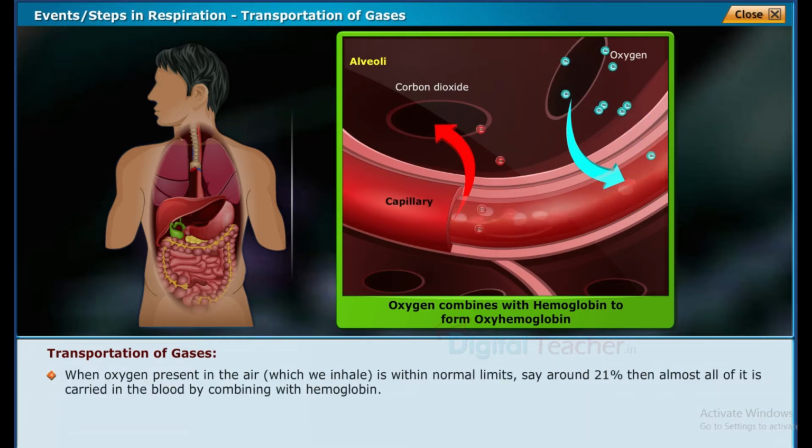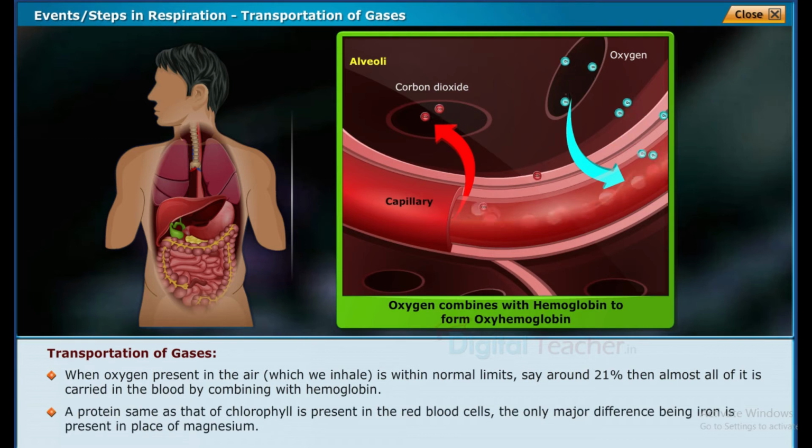When oxygen present in the air which we inhale is within normal limits, say around 21%, then almost all of it is carried in the blood by combining with hemoglobin. A protein similar to chlorophyll is present in the red blood cells, the only major difference being iron is present in place of magnesium.